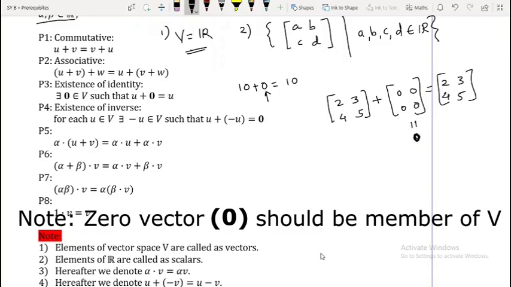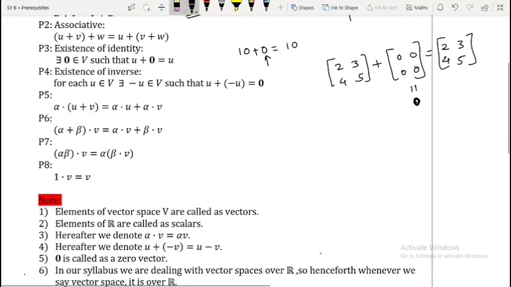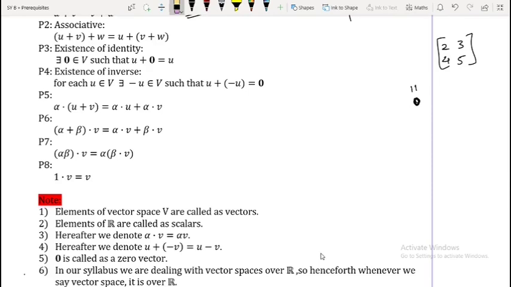Now the fourth one, existence of inverse. In this property, for each element of V, we should be able to find an element in V such that u plus minus u should be equal to 0. So for each u belonging to V, we should be able to find minus u belonging to V such that u plus minus u is equal to 0. Now note, whatever 0 has appeared here, the same 0 is appearing here.